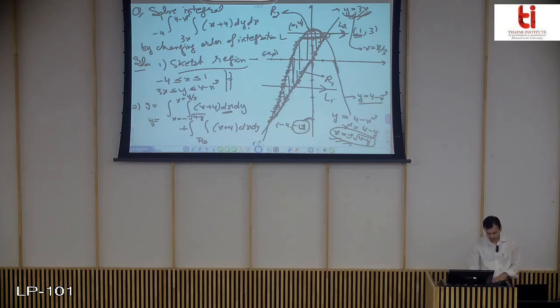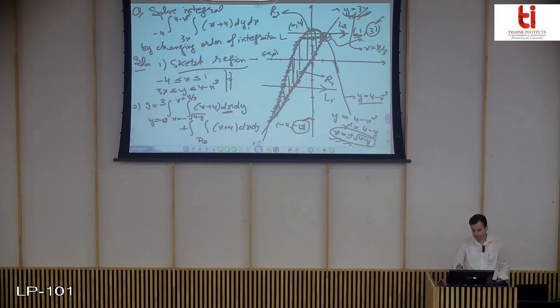So y goes from minus 12 to this point, and this point is 1, 3, so the value of y is 3. So in this case you have the values of y, minus 12 to 3, that will enclose every horizontal line crossing through this region R1.